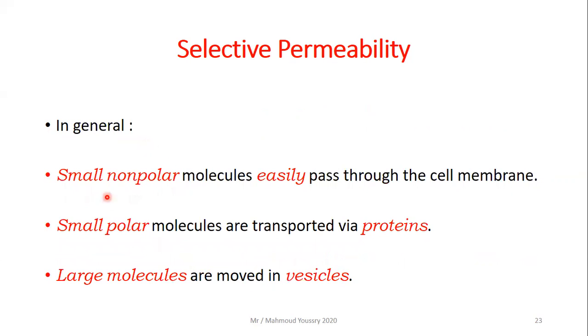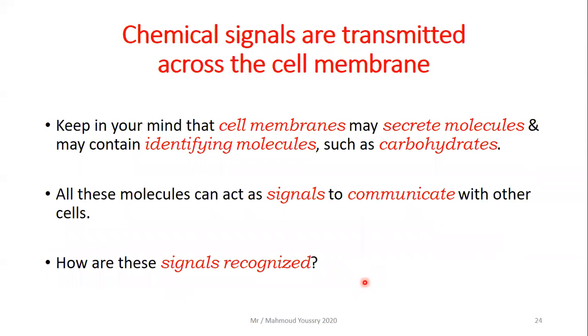In general, small nonpolar molecules easily pass through the cell membrane, while the small polar molecules are transported via proteins. Okay, the large molecules are moved in vesicles. Okay, chemical signals are transmitted across the cell membrane.